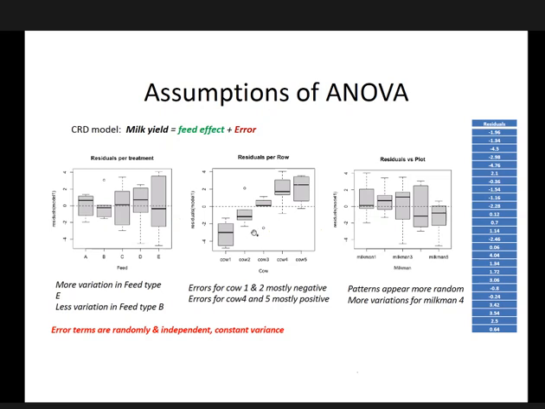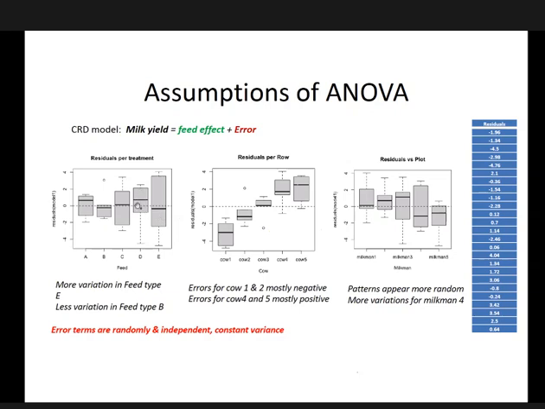So you can see that the CRD model is not very good because it tends to overestimate the amount of milk for some cows and underestimate the amount of milk for some other cows, and that is not good. The second assumption is that the error terms should be randomly, independently distributed, and they are supposed to have a constant variance. A constant variance would also say, for feed E, for example, you can see that some residuals are positive, some residuals are negative. Do we see that? Yes.